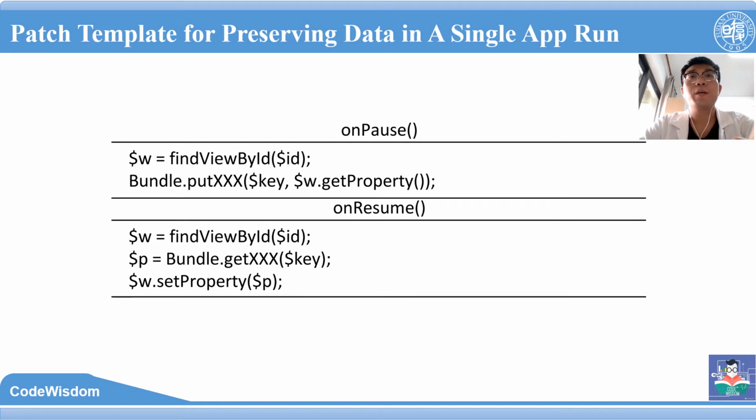This template is used to save and restore data in a single app run. As suggested in the Android documentation, we save and restore this kind of data in onPause and onResume method respectively. Since it is data for a single session, we save it in the bundle object that is used for passing data between Android activities.